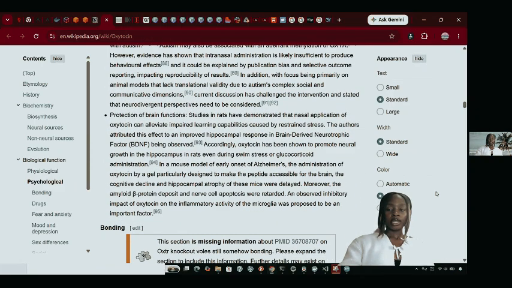Then we can also see protection of brain functions. They demonstrated that the nasal application of oxytocin can alleviate impaired learning capabilities caused by restrained stress. So we know when you are in stress, when you're in fight or flight, you really can't stay calm enough to learn something. So in these studies, they showed that introducing oxytocin allowed the animals to calm down enough to actually learn, which is very interesting because you could see in people who grew up in very stressful conditions, or who are going through stress, they begin to fail in their studies.